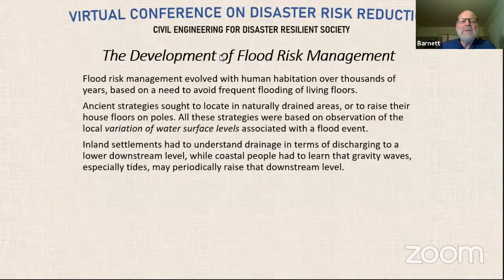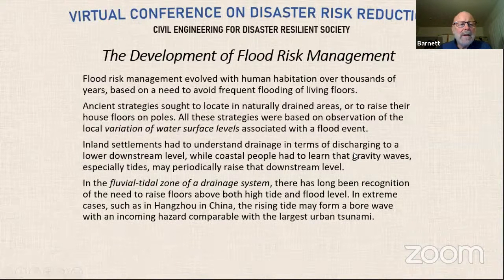So first, development of flood risk management, general background, that evolved with human habitation over thousands of years based on a need to avoid frequent flooding of living floors. So the key thing here is the relation of water levels with the level of the floor, which is a fixed level once you built the building. So inland settlements had to understand drainage in terms of discharging to a lower downstream level along rivers, while coastal people had to learn that gravity waves, especially tides, may periodically raise that downstream level. And so there's a difference there. Click, please.